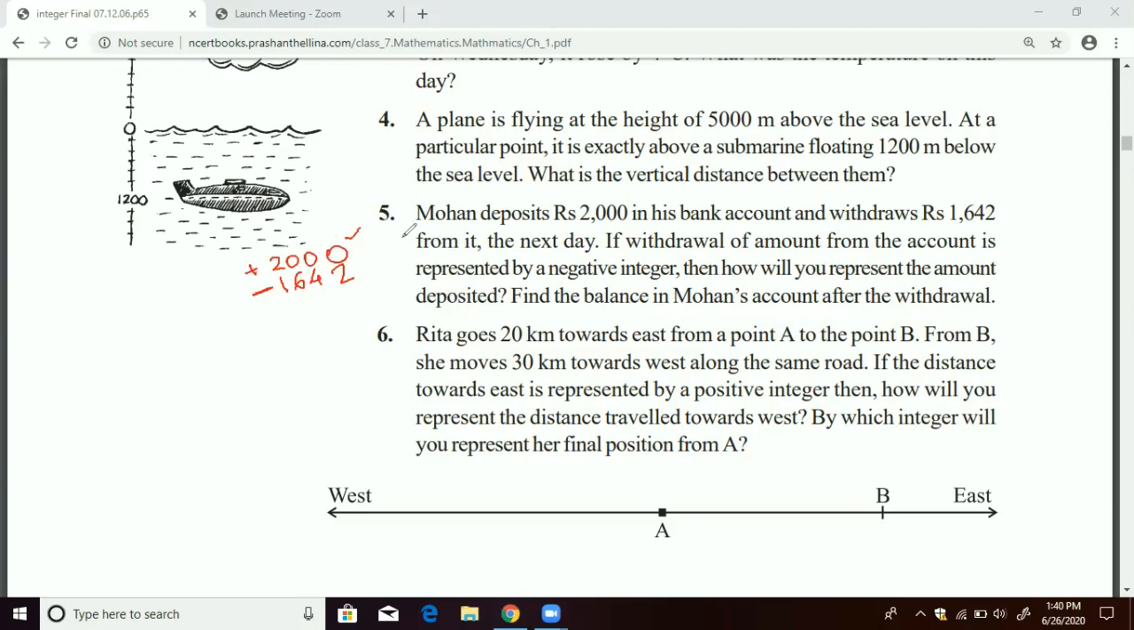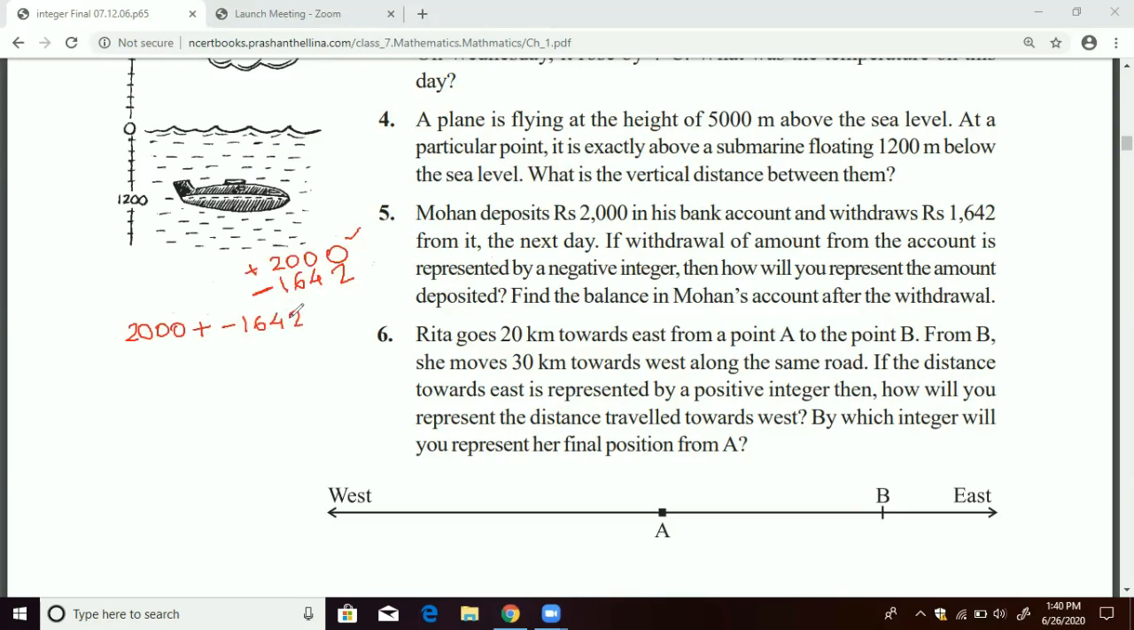By using this concept in this chapter, we can add these two values. The deposited amount is a positive integer, 2000. I am adding this withdrawal. The withdrawn amount is a negative integer. A negative deposit is called a withdrawal.